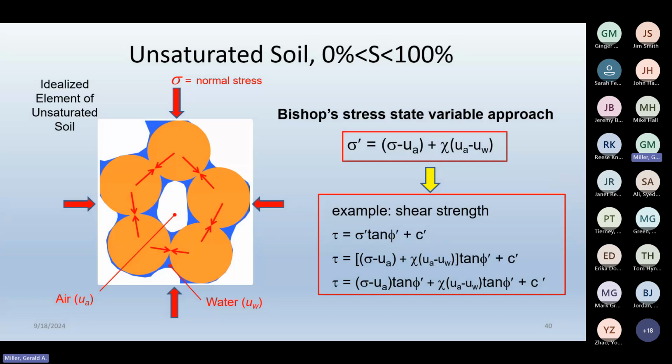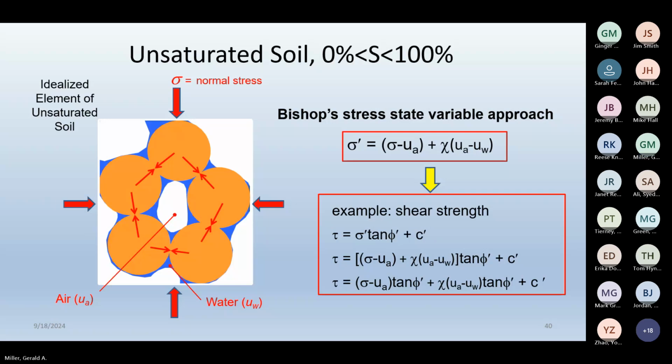And so as the degree of saturation decreases, the suction goes up, but the chi goes down. In fact, chi has been proposed to be equal to the degree of saturation. So at a low degree of saturation, your chi is small, like 10% saturation, 0.1. But your suction is very high. But the contribution of that suction is diminished because the interfacial area is smaller. The area that this water phase acts over gets smaller and smaller and smaller. So chi kind of helps to describe that interaction. That make sense?